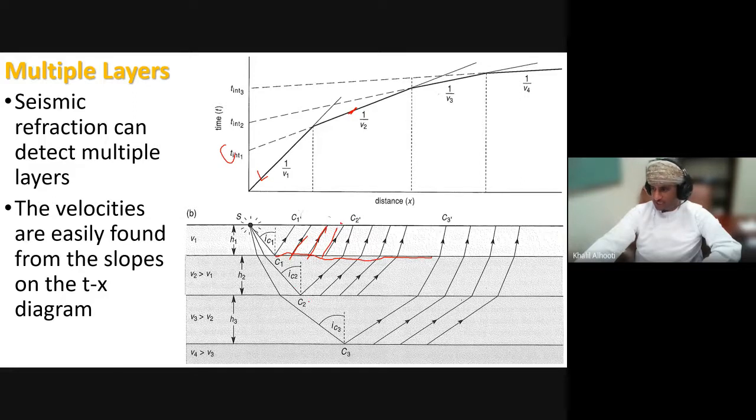If I have another layer, that's the intercept. This is the refracted two. If this is refraction two, this is the refraction line two. It gives you the velocity of the third layer. Refraction two gives you the velocity of the third layer. Direct gives you the velocity of the first layer. Refraction one gives you the velocity of the second layer. Refraction two gives you the velocity of the third layer.